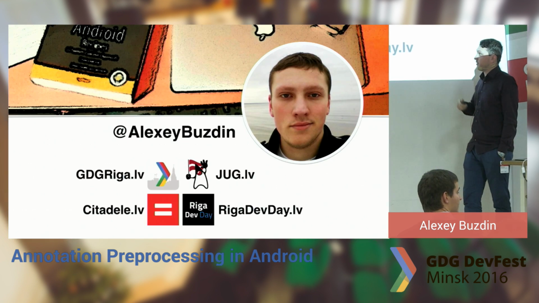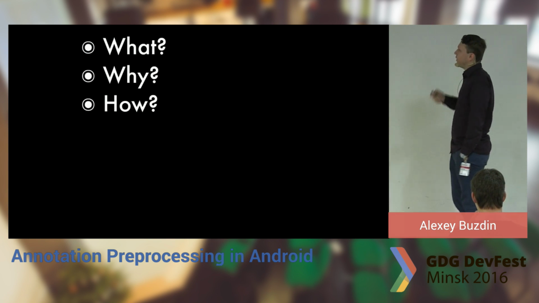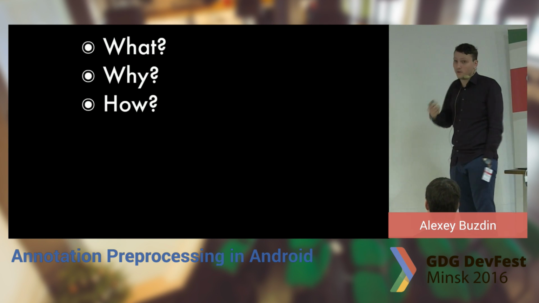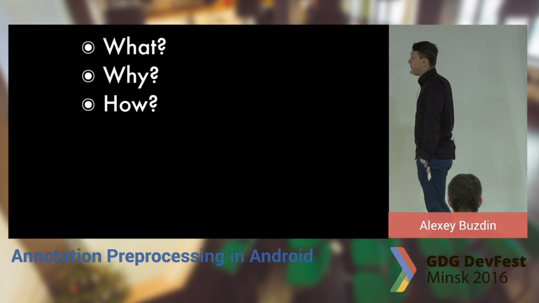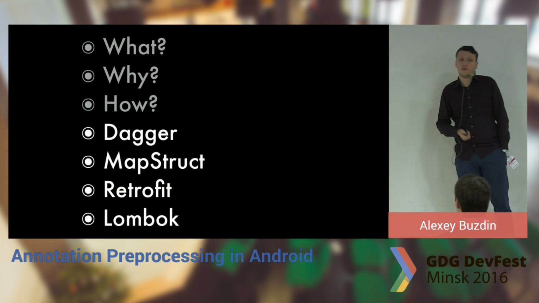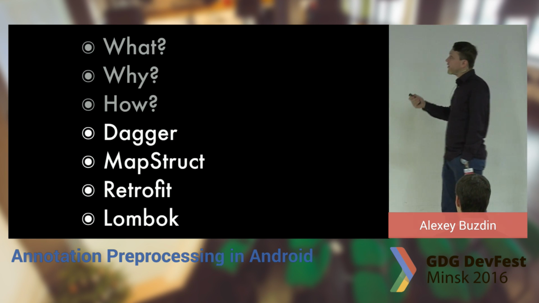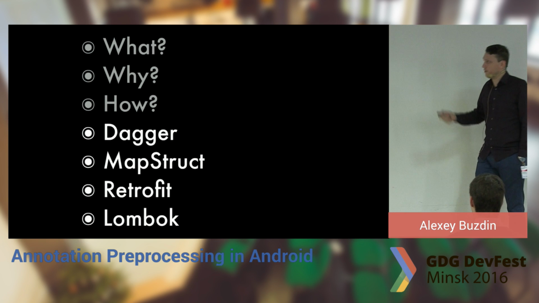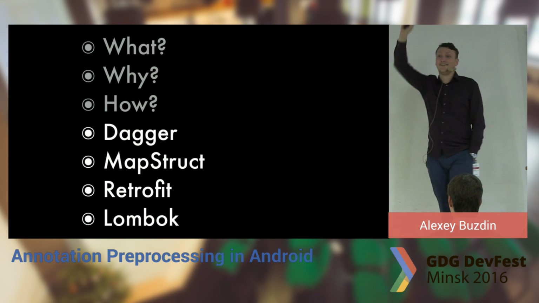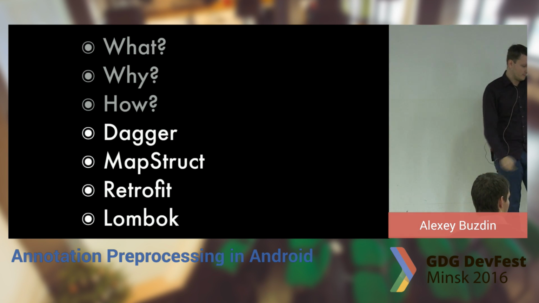So what will the talk be about? First, what the heck is annotation preprocessing? Why the heck do I need annotation preprocessing? And how the heck should I use and create our own annotation preprocessor? And when we've covered all this part, we can look a bit into the most familiar and famous frameworks that use APT, like Dagger, MapStruct, Retrofit, and Lombok. By the way, who has used Lombok? OK, this is great. So you'll have a lot of great information at the very end of the presentation.